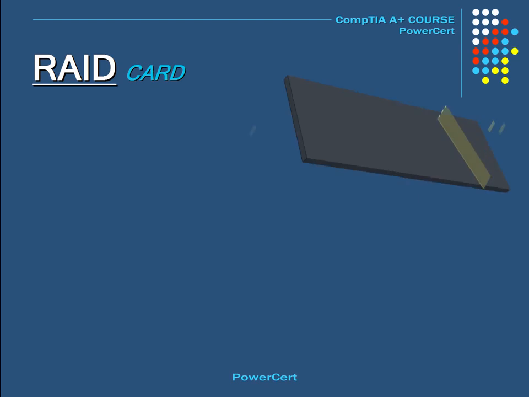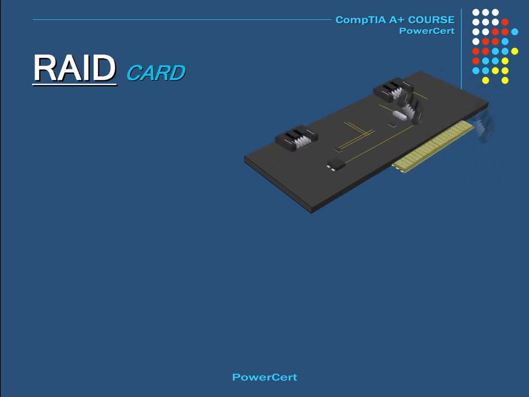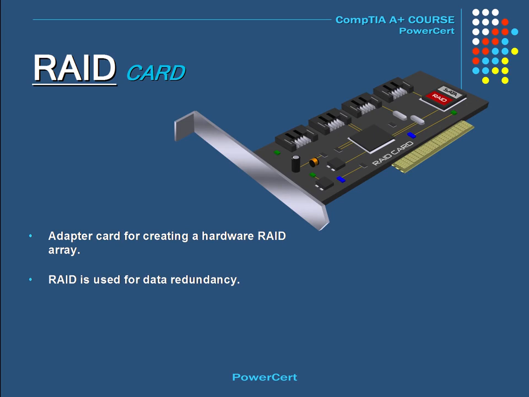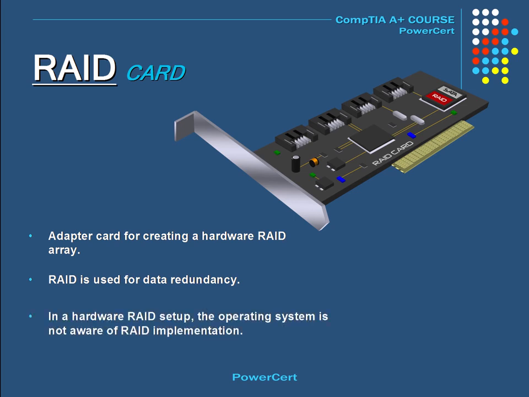There are also adapter cards for storage. For example, a RAID card. You can install a RAID card on a computer and implement a hardware RAID array for data redundancy. It's important to note that in a hardware RAID setup using a RAID card, the operating system is not aware of a RAID implementation. The RAID configuration is done strictly through the RAID card. We'll talk about RAID in an upcoming lesson.